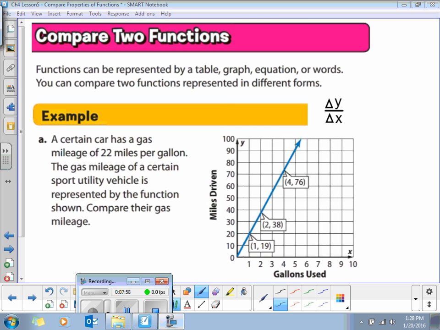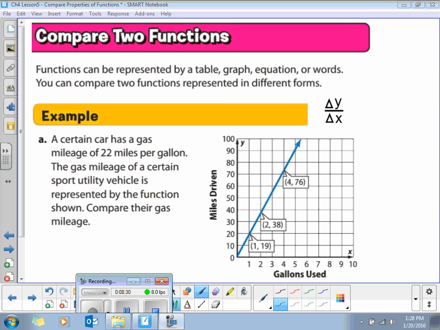All right, compare 2 functions. And again, functions can be represented by a table, a graph, equations, or words. You can compare 2 functions represented in different forms. So here, a certain car has a gas mileage of 22 miles per gallon. The gas mileage of a certain sports utility vehicle is represented by the function shown over there in the table. We want to compare the gas mileage.